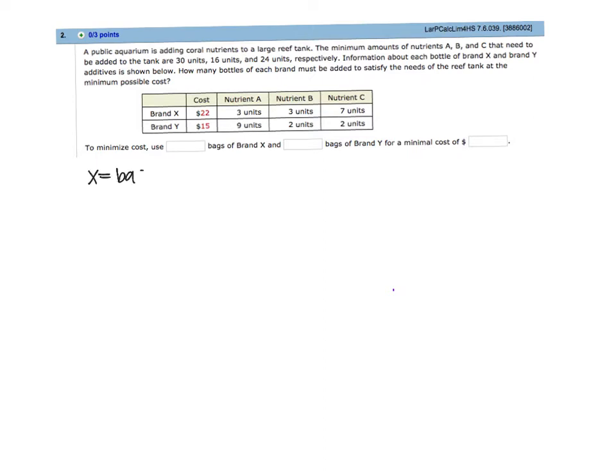So bags of brand X, bags of brand Y. It says I want a minimal cost of blank money, which means my optimization function is going to be cost, and I am going to try to make it a minimum, or the lowest possible value. Okay, then I want to scan the problem looking for my constraints or my cost function.